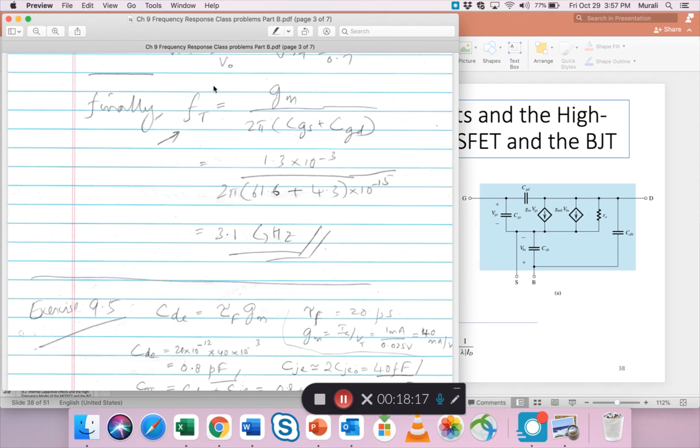Oh, I wanted to say that you can see now that the FT is a high frequency, right? Gigahertz. So when you study high frequency response, most of the answers we'll get for frequency will be in the mega and gigahertz.